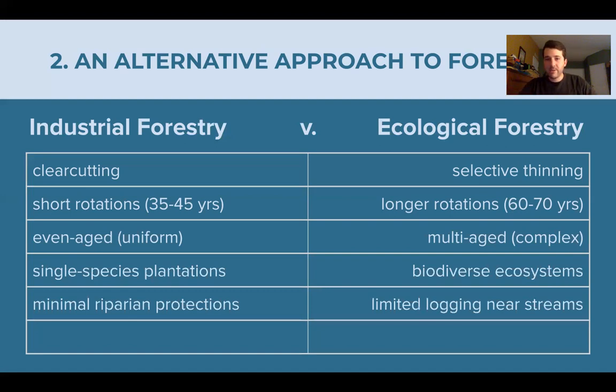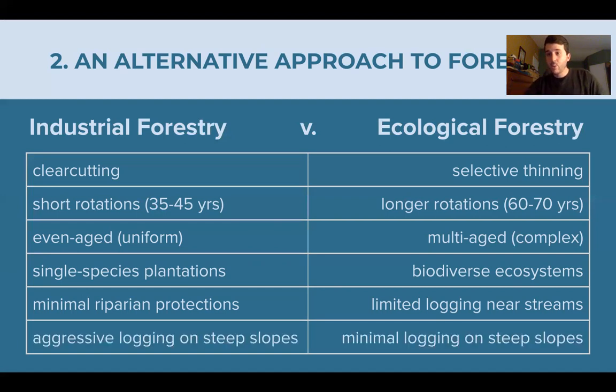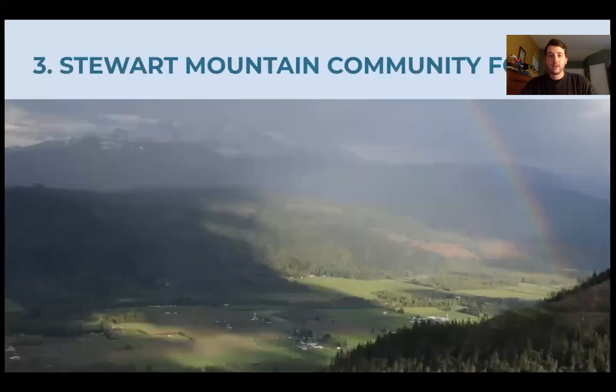The rest is pretty obvious. Clear-cut logging doesn't leave a lot of trees along streams. They really just follow the minimum state requirements. Ecological forestry strives to increase the amount of trees that are left around waterways. And lastly, ecological foresters try to minimize the amount of logging that takes place on steep slopes, which are more prone to landslides and erosion.